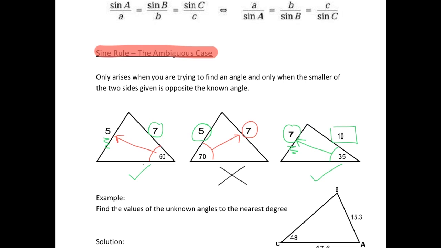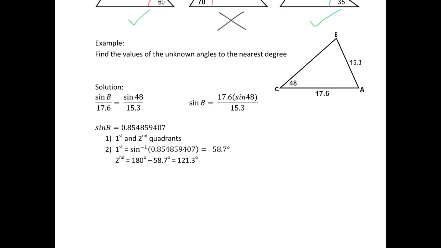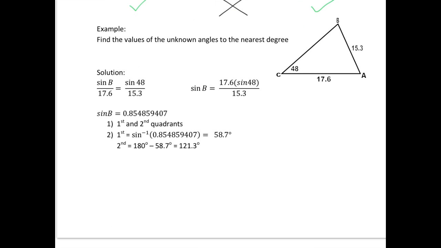The ambiguous case of sine rule basically means that there are two possible solutions for the other angles in the triangle, and we'll see this now in an example. So if we look at this example here, we're asked simply to find the values of the unknown angles to the nearest degree. And we're given this triangle over here, where our given angle 48 is opposite a side of length 15.3, which is smaller than the other side of length 17.6.